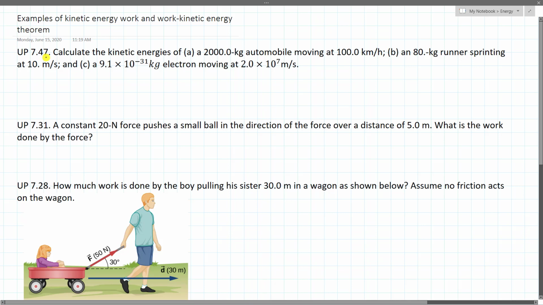So we start with 7.47. Calculate the kinetic energies of a 2,000 kilogram automobile moving at 100 kilometers per hour. Apparently we need to convert this unit into meters per second. And then B, an 80 kilogram runner sprinting at 10 meters per second. And C, a 9.1 times 10 to the minus 31 kilograms, this is the electron's mass, electron moving at 2.0 times 10 to the 7th meters per second. So that's almost 10% the speed of light. So it's a very fast moving electron, but it has very little mass. All right, so let's start with A.